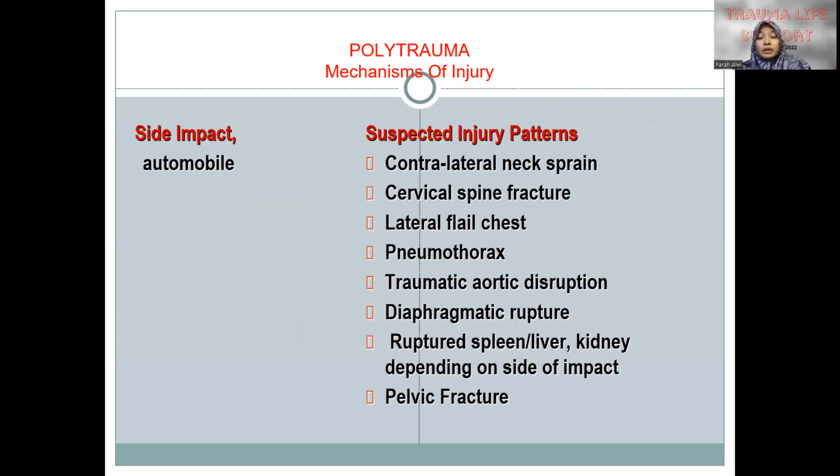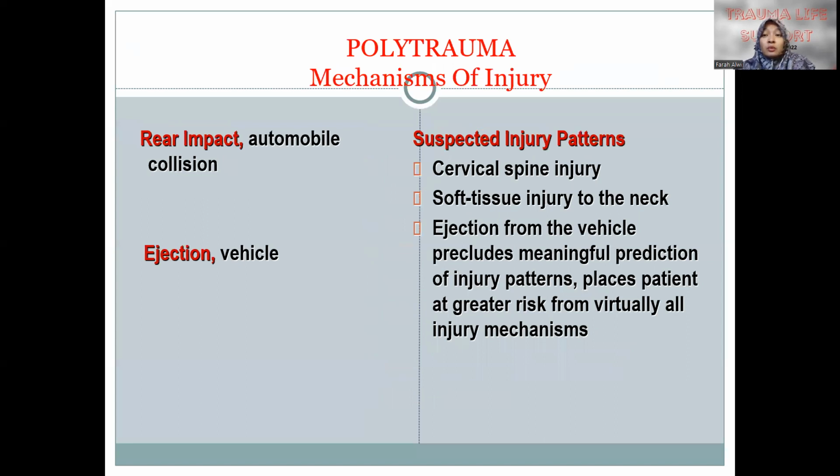So what are the injuries that you will expect from a trauma patient? These are the examples. Side impact, say the car is being hit from the side. These are the injuries that you expect to happen: contralateral neck pain, cervical spine fracture, flail chest, pneumothorax, and so on. What about rear impact? If you are being hit from behind, what do you expect?